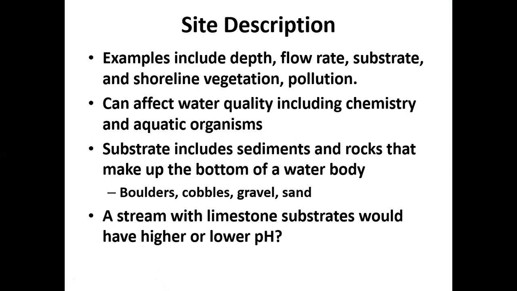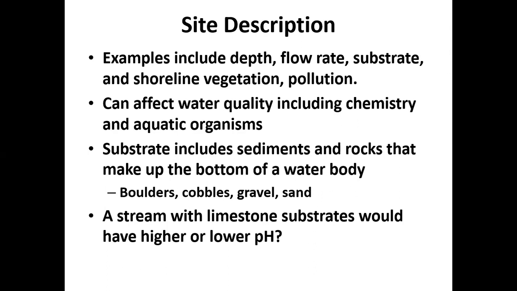How deep is the water? If it's a stream, how fast is the flow rate? Obviously, a slow flow rate is going to allow for more things to grow in the water. Maybe what's the substrate? So what is the bottom of the stream like? What's the shoreline vegetation look like? Does it look healthy? Does it look like it's growing well? And pollution, is there a lot of trash around? So all these things can affect your water quality and not only the water quality, but the things that grow in the water.